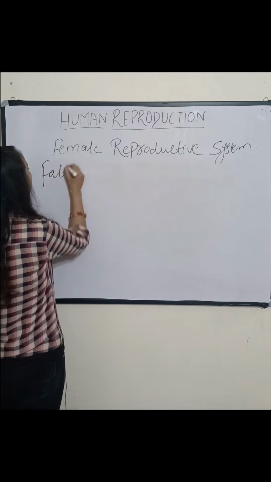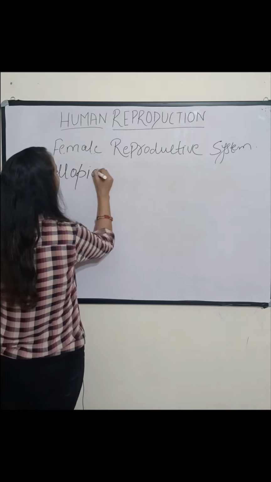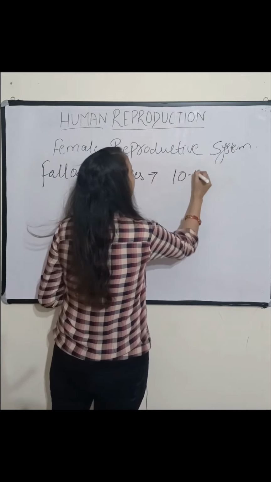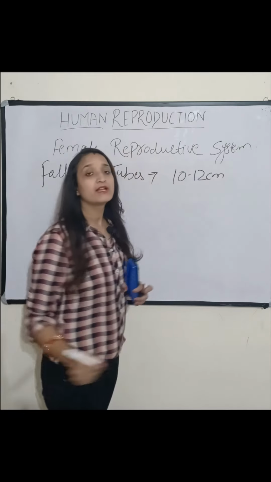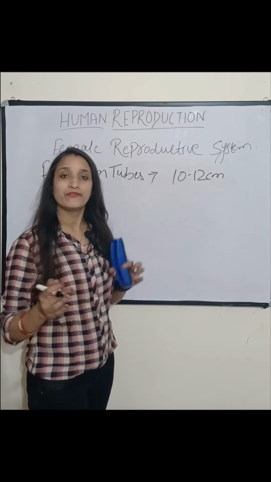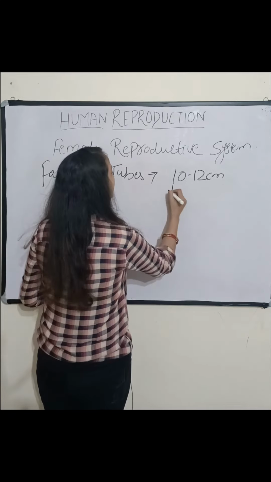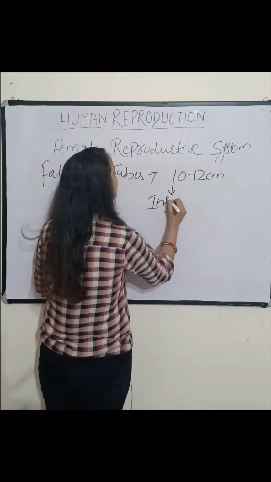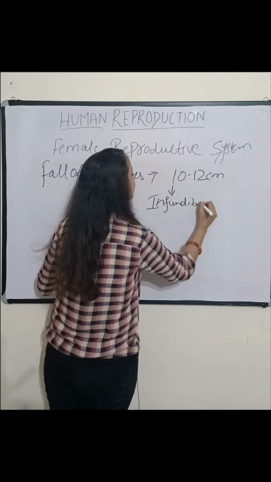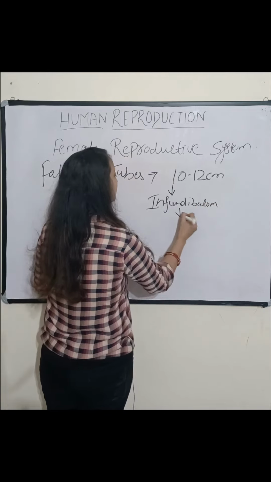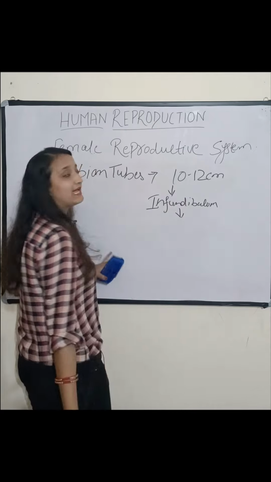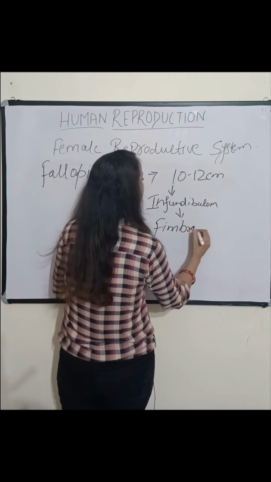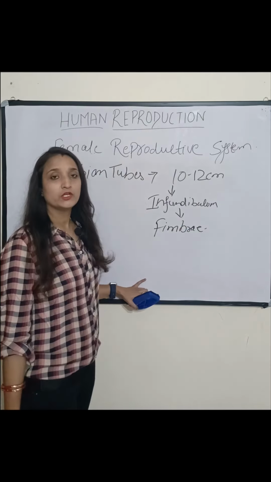Now, fallopian tubes. Fallopian tubes are 10 to 12 centimeters long and extend from the periphery of each ovary to the uterus. The part closer to the ovary is the funnel-shaped infundibulum. The edges of the infundibulum possess finger-like projections called the fimbriae, which help in the collection of the ovum after ovulation.